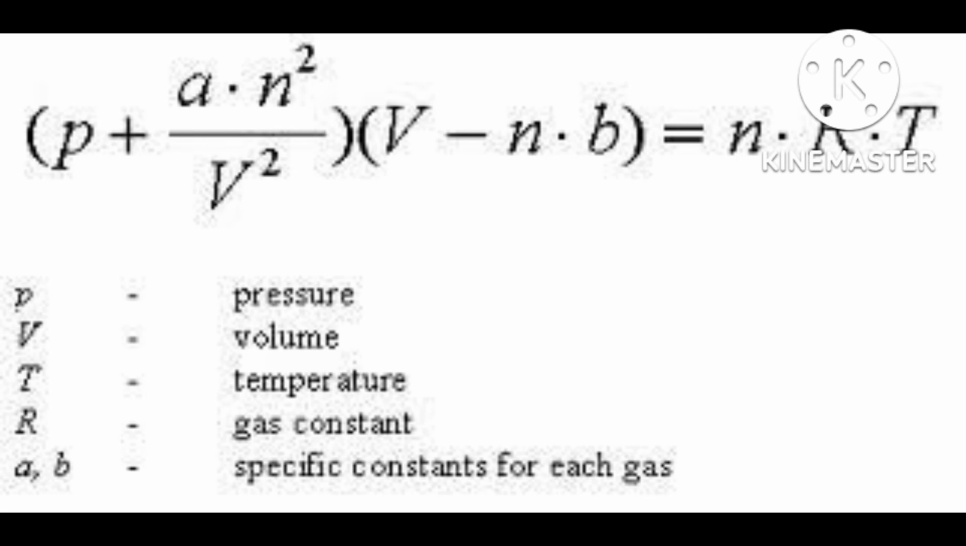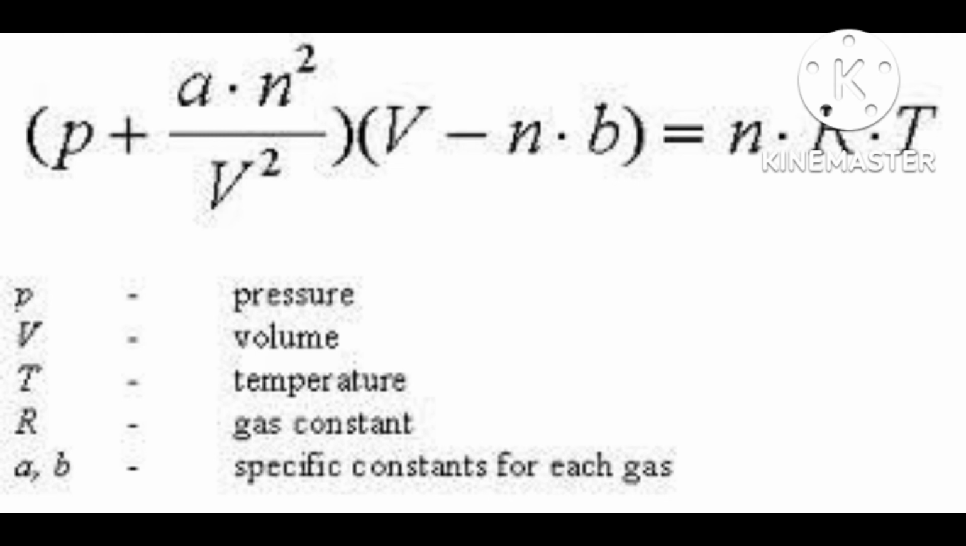Now this volume you have to write in the ideal gas equation. In the place of V, you decrease the small volume nb. The new volume will be V minus nb. That is the correct volume. Now in the pressure correction term, you have corrected P plus a small p, and in the volume term, V minus nb. Then this is the correct law.